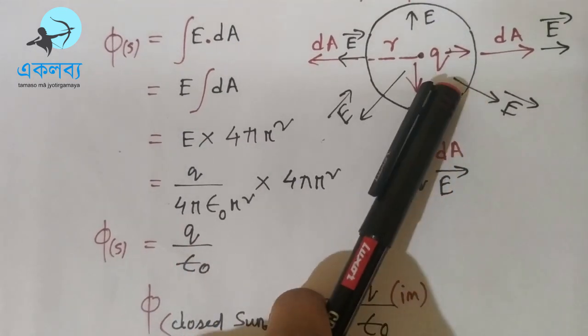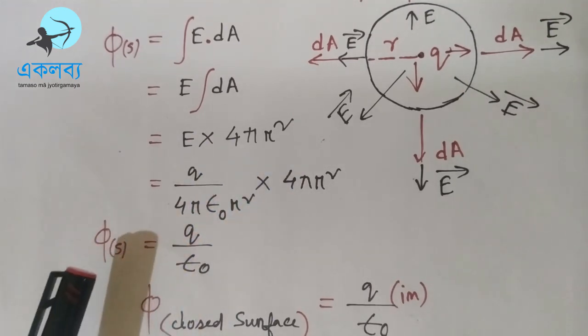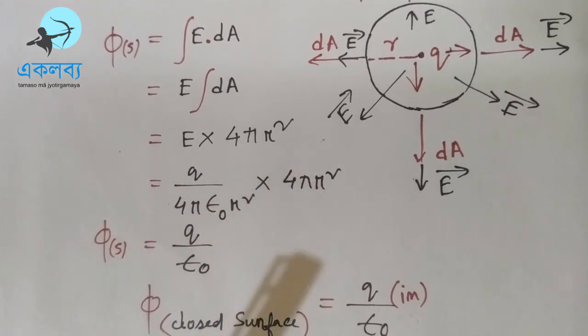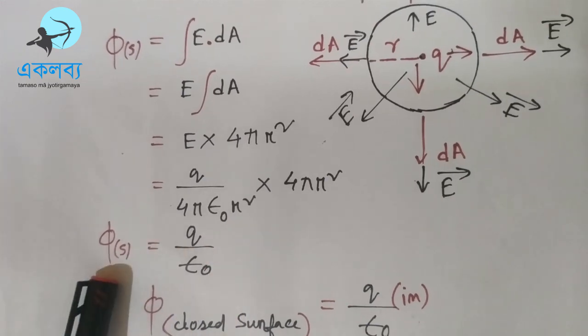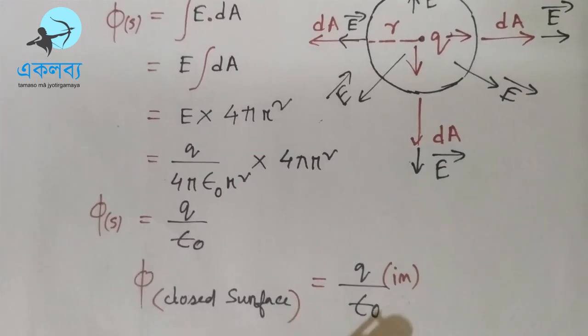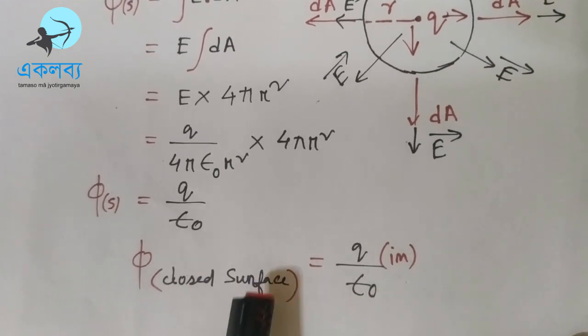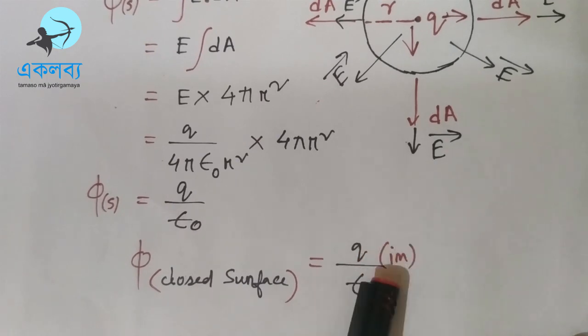This one is the special case, and we have come up here with the general case that flux is equal to Q by epsilon naught. Remember very carefully. Here you can see that flux is not depending on any radius. It doesn't depend on radius. It is directly depending on the source enclosed by the closed spherical Gaussian surface. So we can say that flux through a closed surface is directly proportional to the source enclosed by the surface.